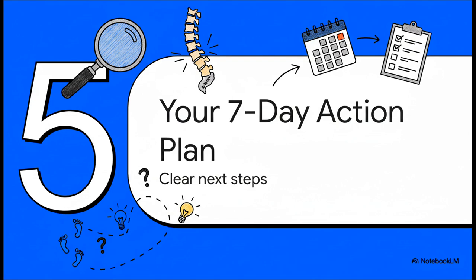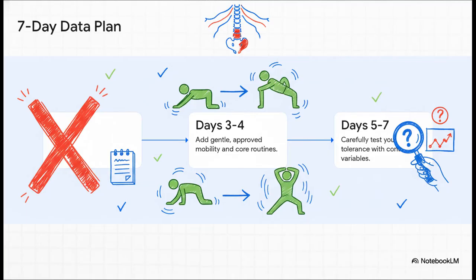Okay, we have gathered a ton of clues. We've talked about the big decisions. Now let's build an action plan. It's time to turn all this knowledge into clear, concrete steps you can take over the next 7 days. Here's the plan, broken into 3 really simple phases.